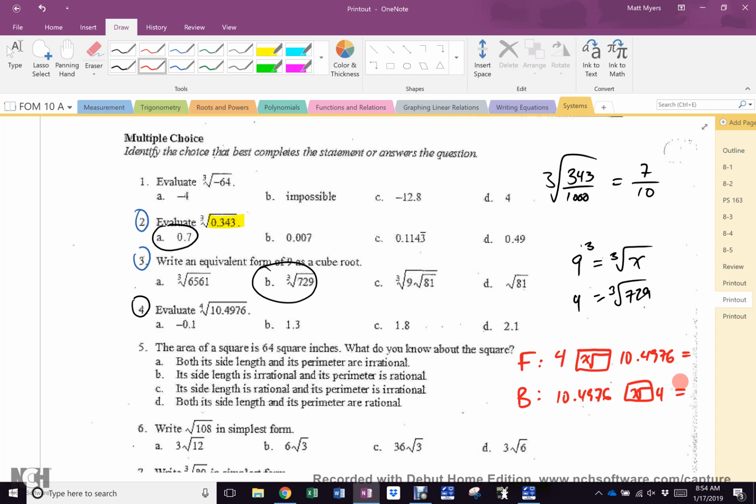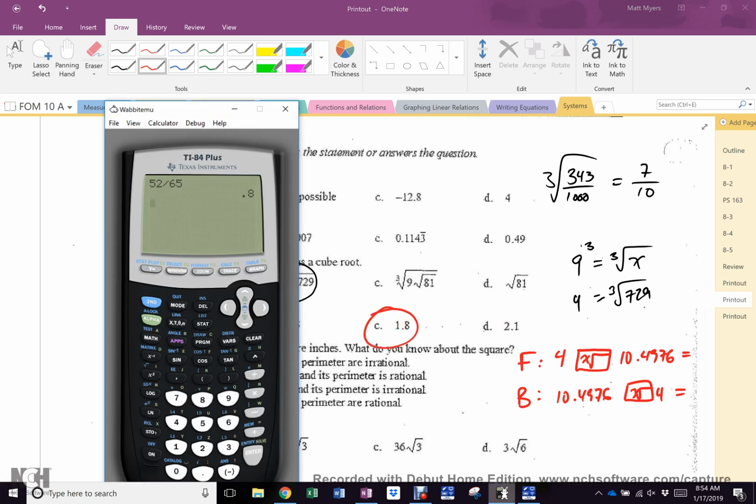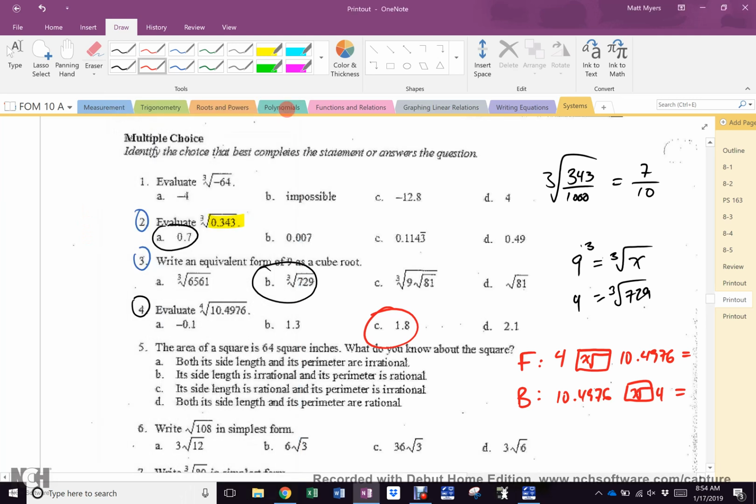So the answer is, okay. I can check it on my forward calculator. 4. And then I have to find mine. It lives in here. 4, 10 point, 10.49. I'm too lazy to punch in the rest of it. Yes, 1.8. Okay? Okay.